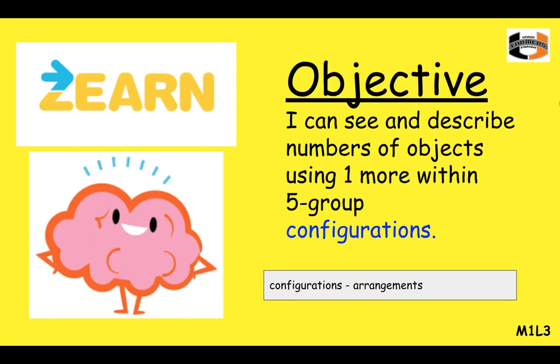Today's objective: I can see and describe numbers of objects using one more within 5 group configurations. The really fancy word there is configurations. And as we talked about earlier, that means arrangements. So I can see and describe numbers of objects using one more within 5 group arrangements.